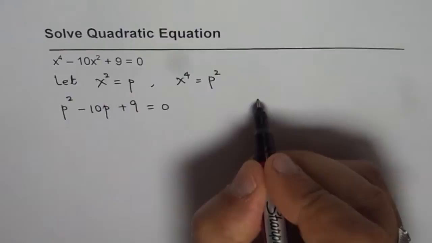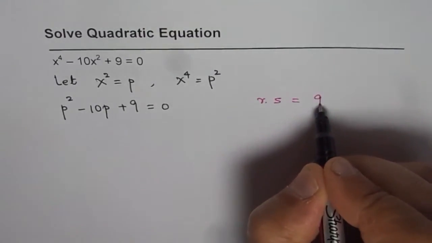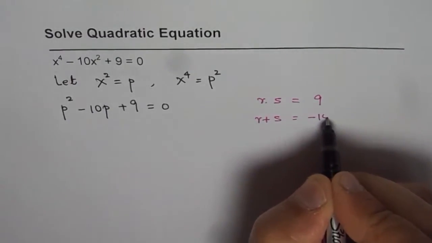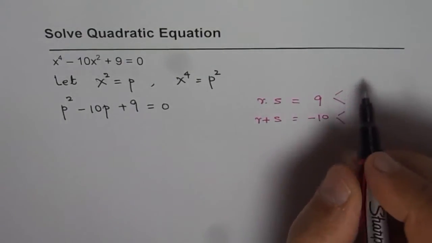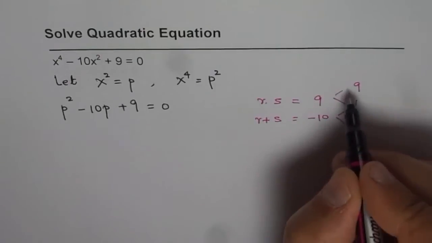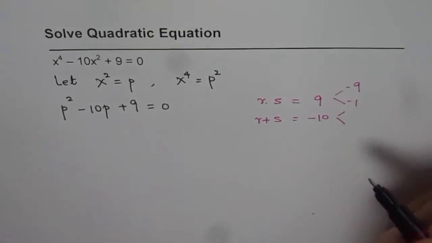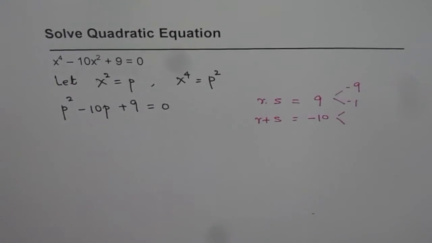So what we are looking for is two numbers r and s, which when multiplied should give me 9, and if I add r and s, I should get minus 10. Now what are these two numbers? Well, 9 times 1 is 9. Since we need a sum of minus 10, both could be negative. When you multiply two negatives, you do get a positive also, right? Adding up will give you minus 10. So these are the numbers which can help us factor, right?